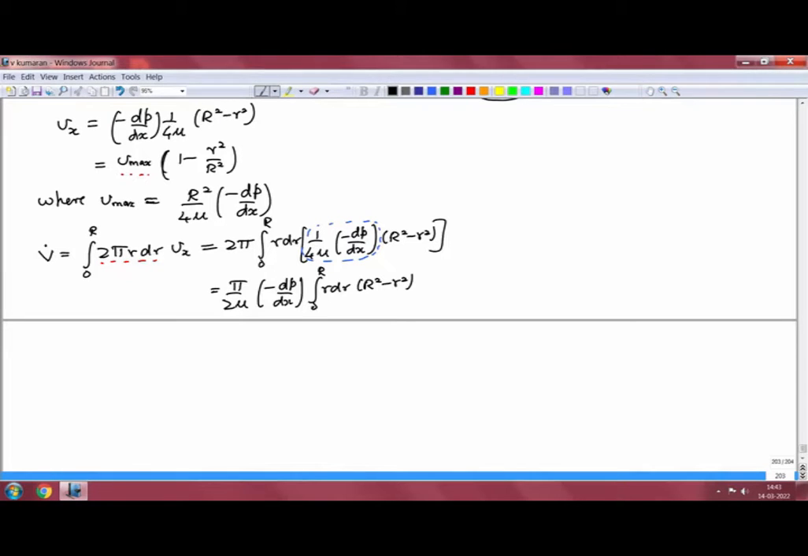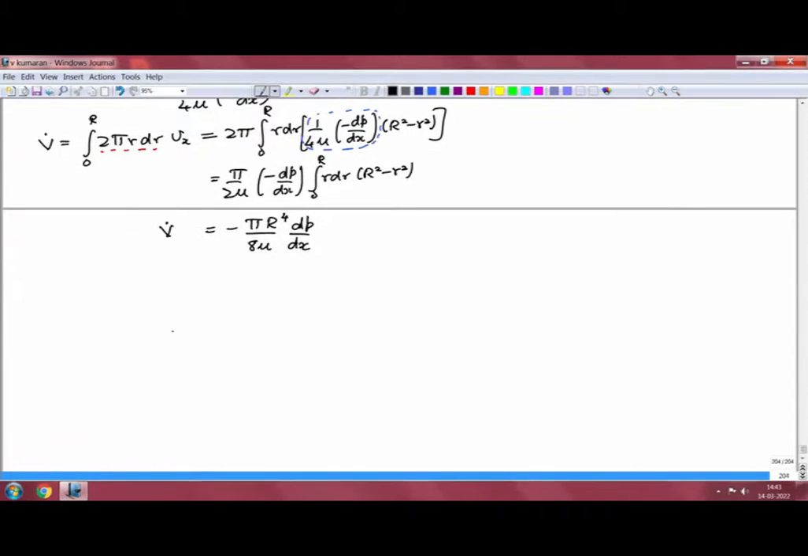And you can evaluate this quite easily, and the volumetric flow rate turns out to be equal to minus pi r to the power 4 by 8 mu dp by dx. This is the volumetric flow rate. The average velocity is equal to the volumetric flow rate divided by the cross-sectional area, which is equal to minus r square by 8 mu dp by dx. That is going to be equal to the average velocity.